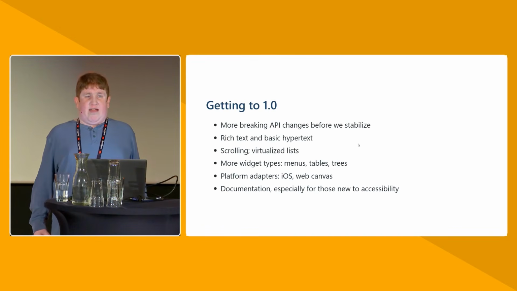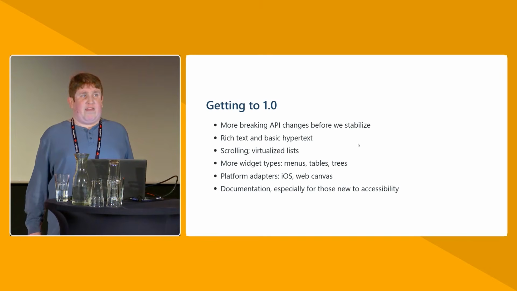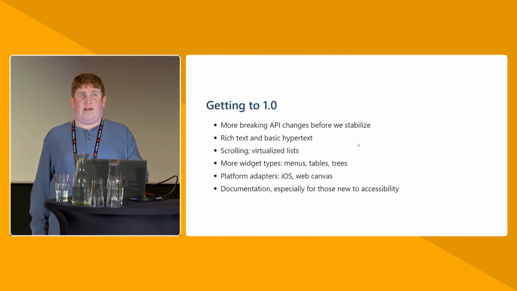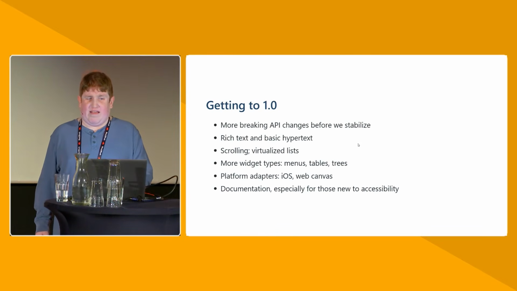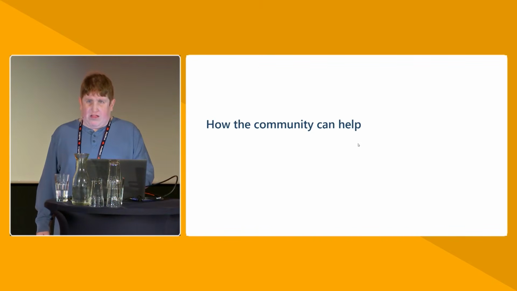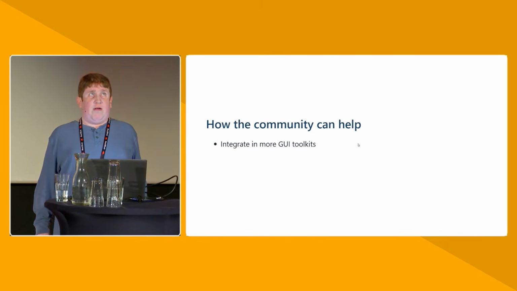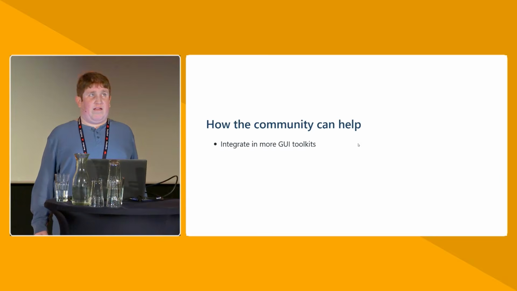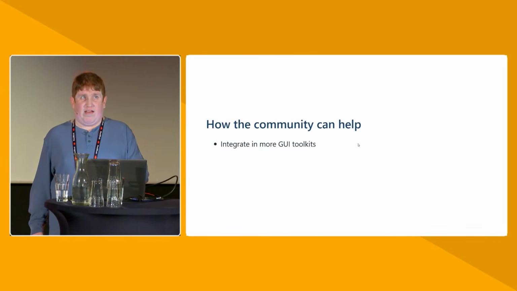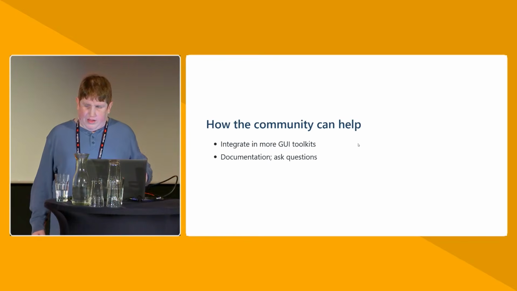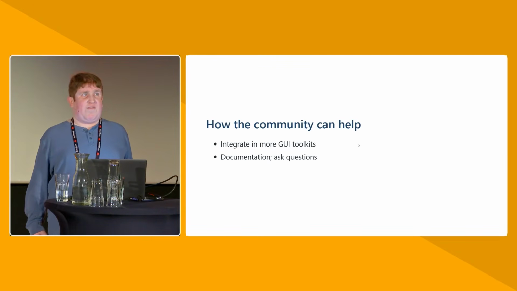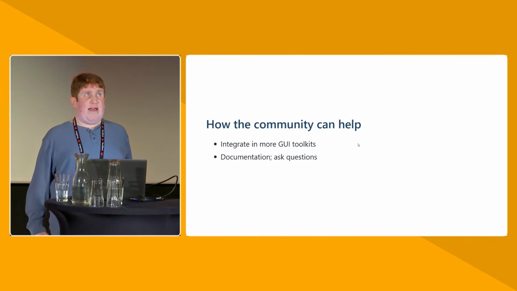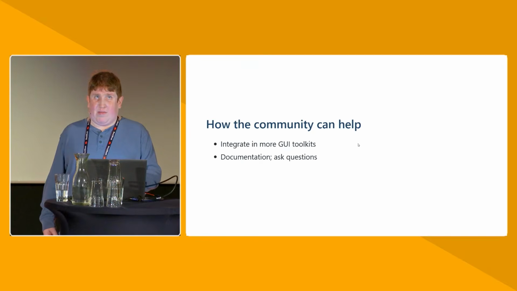And finally, we realize that we need more documentation, particularly conceptual and tutorial documentation for toolkit developers who aren't already specialists in accessibility. So, how can the community help? First of all, we want more toolkits to integrate AccessKit. This is what matters more than anything else. We want as many toolkits and applications as possible to be accessible. On documentation, if you feel qualified to help us write it, then that's great. Otherwise, at least ask us questions so we have a better idea of what needs to be documented.